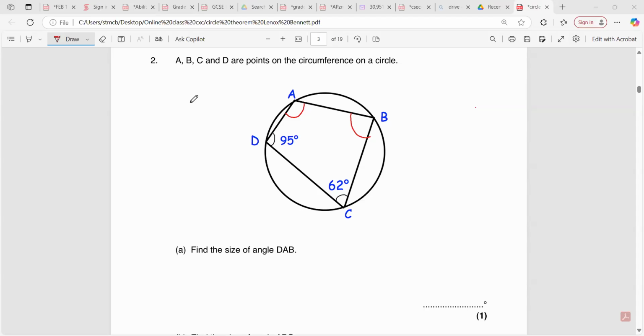All right, so A, B, C, and D are points on the circumference of the circle. As we discussed, that makes it a cyclic quadrilateral. Two things will make it a cyclic quadrilateral. One, it has to be a four-sided figure. We can count them: 1, 2, 3, 4. The next thing is that the vertices must sit on the circumference. All four must sit on the circumference. So for those who are not here, this is what we call a cyclic quadrilateral.